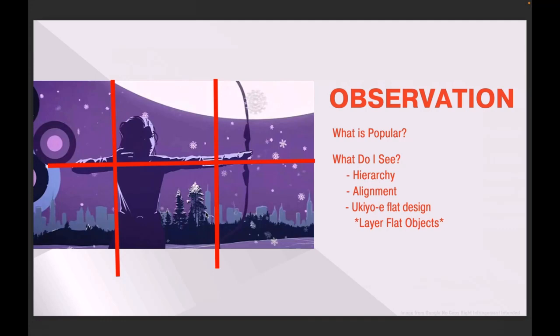So when you're looking at what makes a good design and what makes a bad design, you need to have hierarchy, you need to have alignment, and you need to have an observation period where you look to see what is popular so that you can make designs that are current and relevant. I hope that I answered all of your questions.